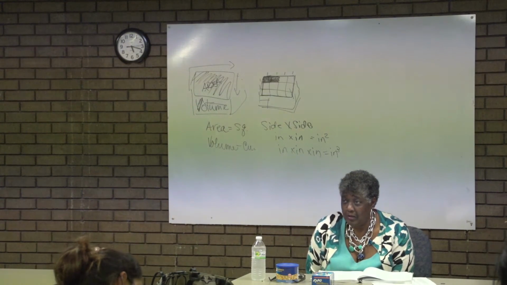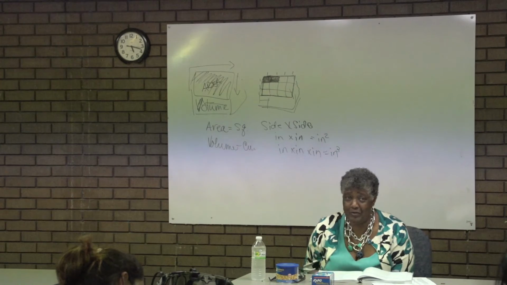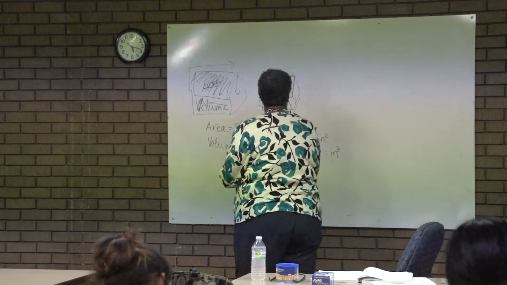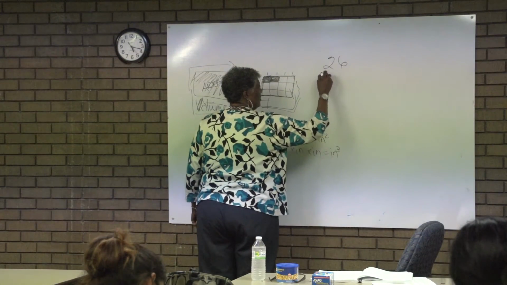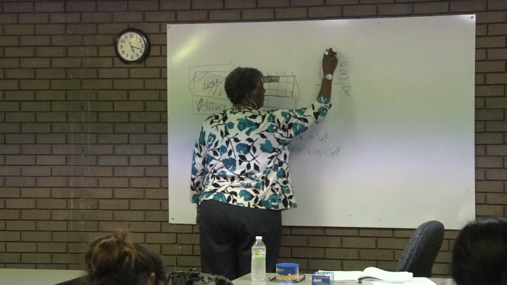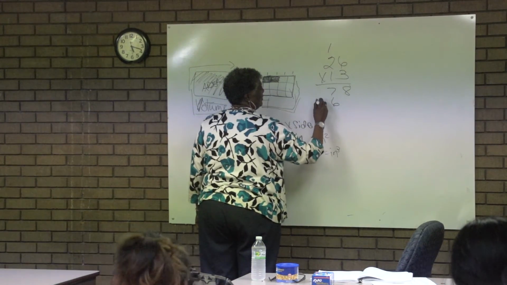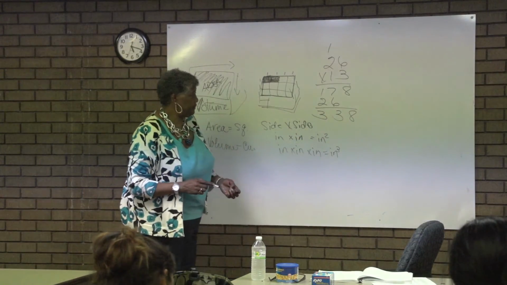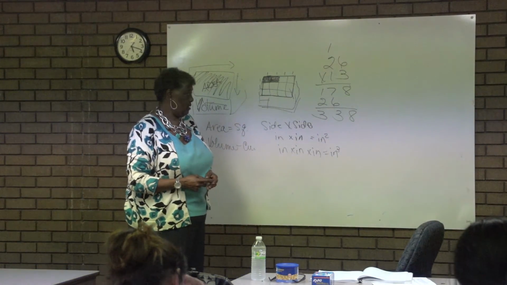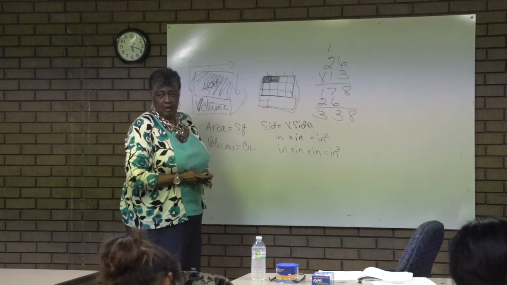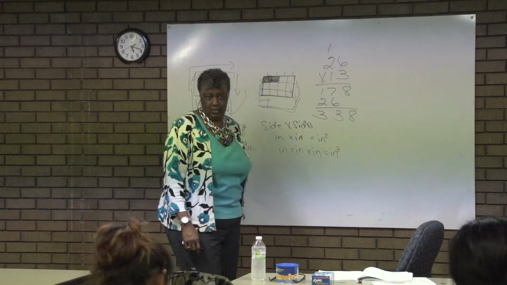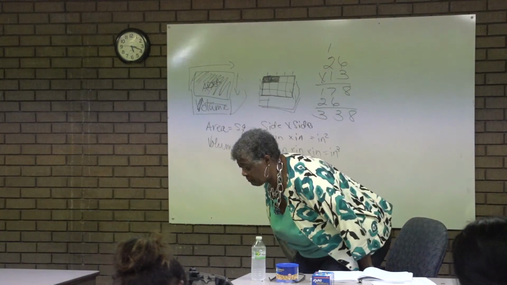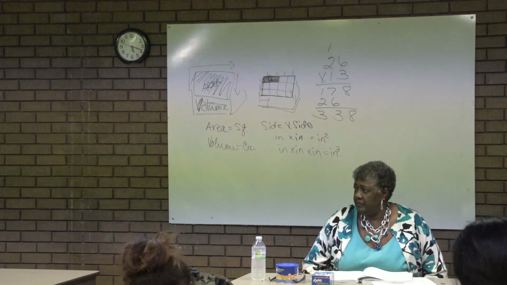338? Any other answers? 26 times 13? I got 438. 338. Where did I get this 3 from? Oh, I see what I did. Now, hopefully that would have been a multiple choice question, and then you'd be close and just figure it again. Is that what you got? I see what I did. That's right. 338 is what I got too.